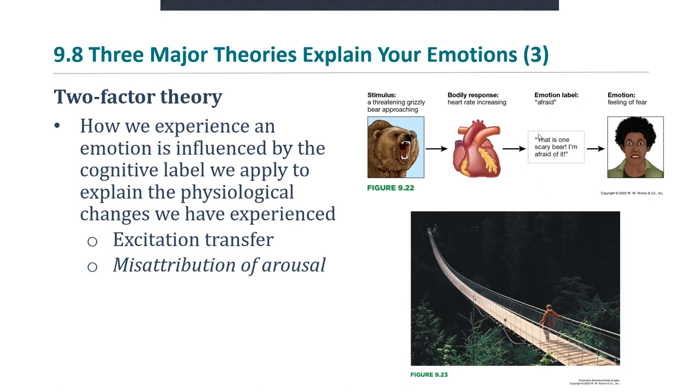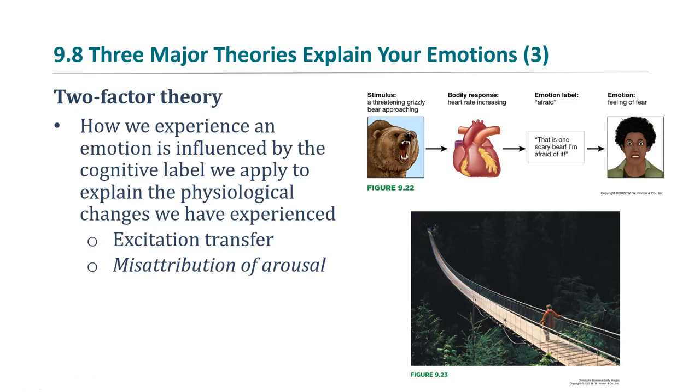So you can see here in the sequence, they've included the emotion label. Without that, it would be the James-Lange theory. So the bear is approaching, your body responds, and then you try to make sense of why your body's responding. You say, "Oh, there's a bear approaching. It's scary. I must be feeling fear." And then you experience the emotion of fear.